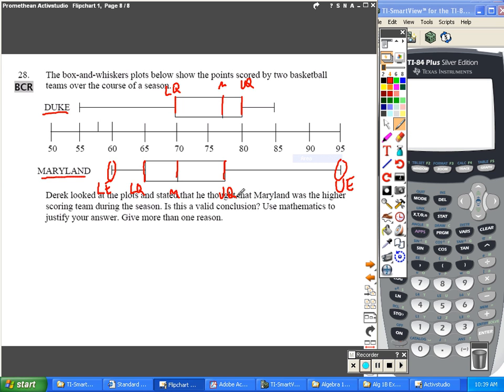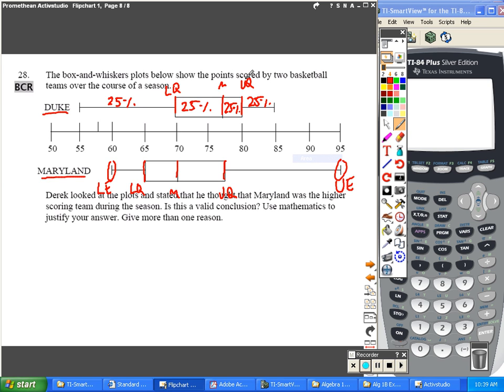Alright, so I think Duke's a higher scoring team, but let's go even further than that. We know that each of these pieces that make up our box and whisker plot, the whiskers and the box, represent 25% of our data. So let's make another additional conclusion, because our first argument looks to be that the lower quartile, the median, and the upper quartile are all higher for Duke.